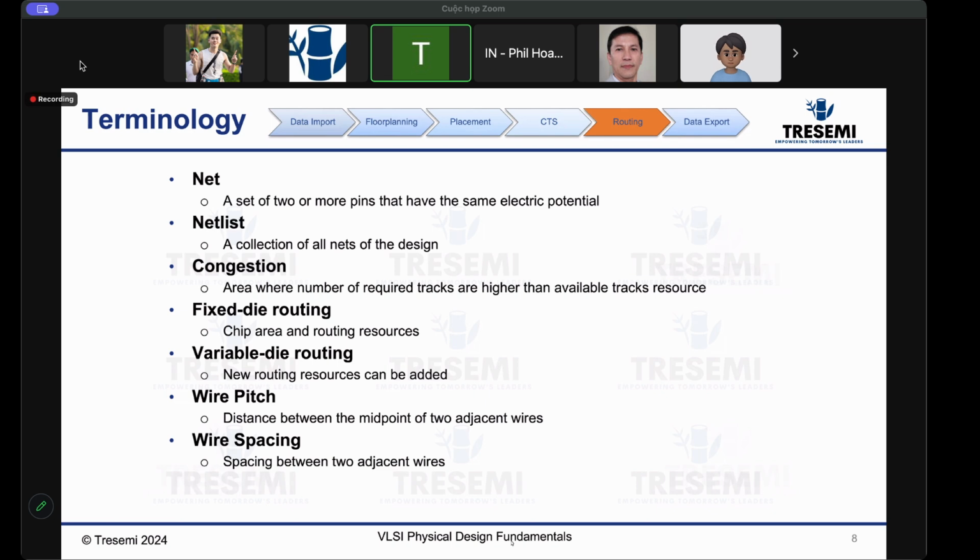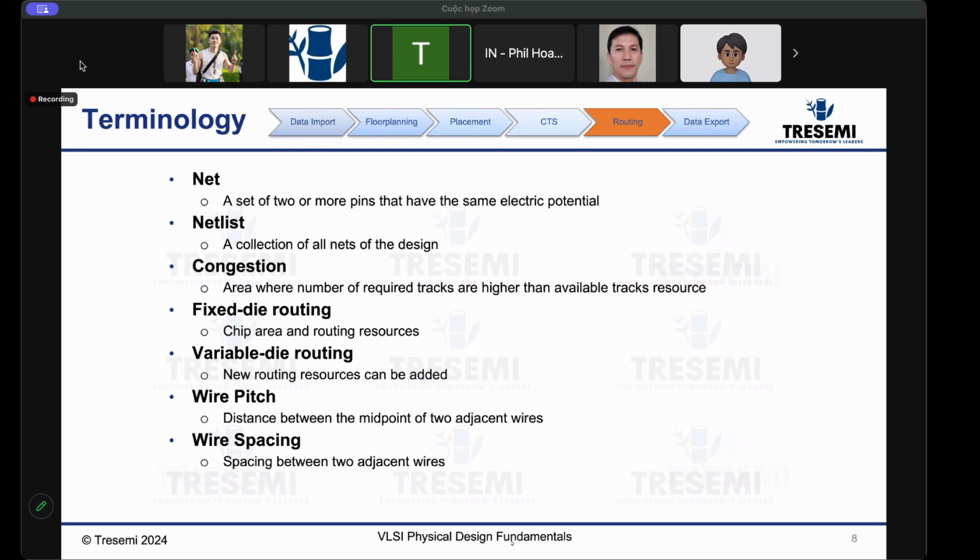Okay. So yeah, I think we all know what a net is, but this is just the official, the formal definition of it. It's just a set of two or more pins that have the same electrical potential. We very much know what a net is. It just connects all of these pins, two or more. And the netlist is just a collection of all those nets of the design.